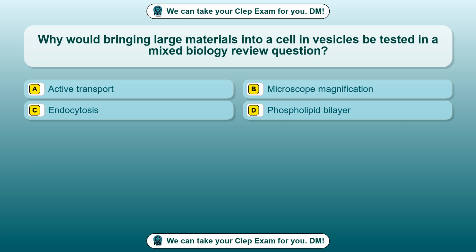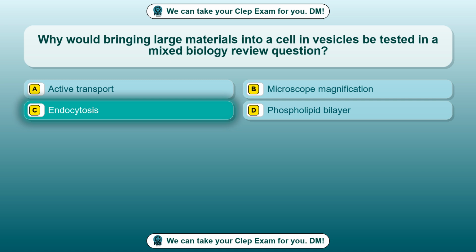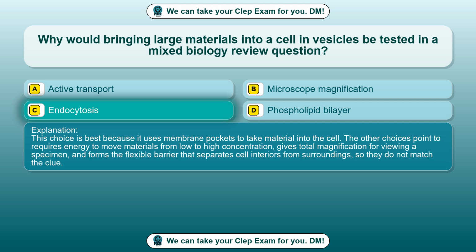Question 95. Why would bringing large materials into a cell in vesicles be tested in a mixed biology review question? Option A, active transport. Option B, microscope magnification. Option C, endocytosis. Option D, phospholipid bilayer. The correct answer is option C, endocytosis. This choice is best because it uses membrane pockets to take material into the cell. The other choices point to requires energy to move materials from low to high concentration, gives total magnification for viewing a specimen, and forms the flexible barrier that separates cell interiors from surroundings, so they do not match the clue.